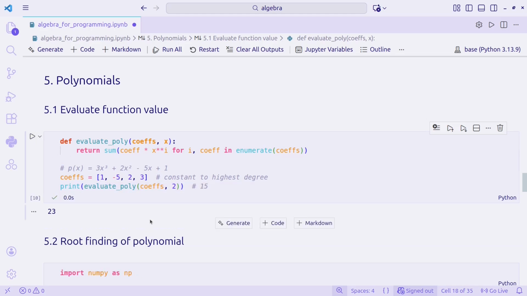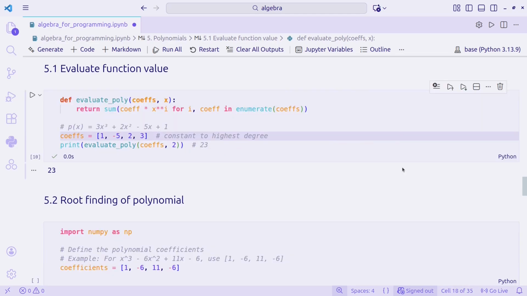Oh sorry, it should be 23. So 3 times 8 plus 2 times 4 is 32. 32 minus 10 is 22. 22 plus 1 is 23. So this should be 23. So the answer is 23 when I have 2 as the value to be put into the polynomial. And the coefficients are all these things in the list.